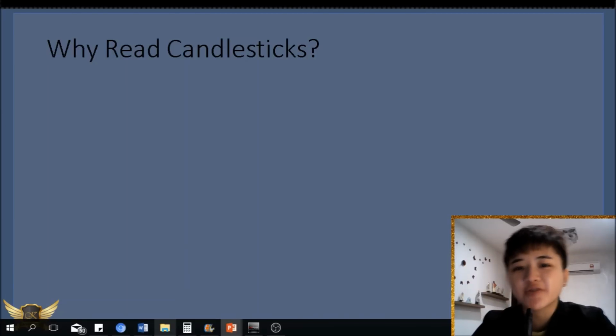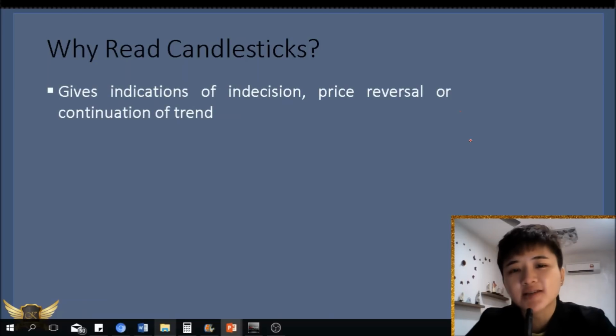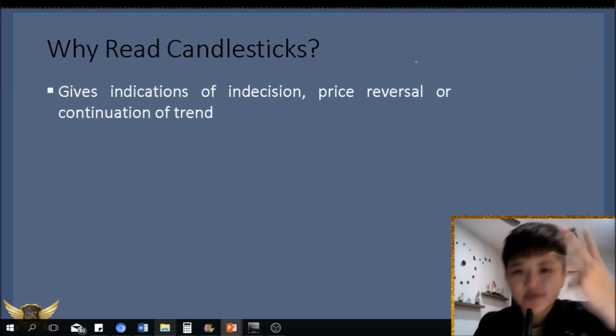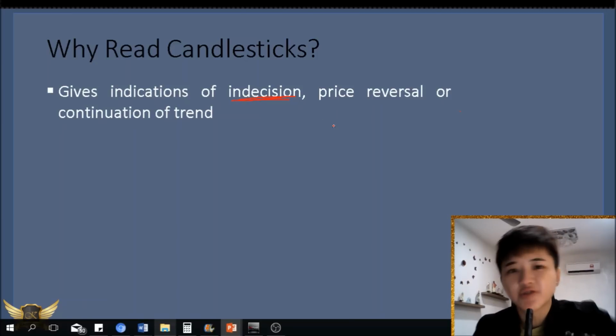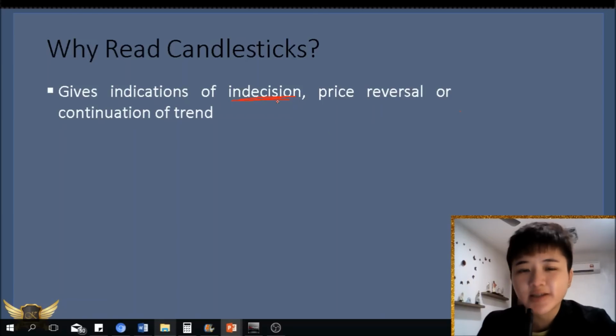Why is it so important for you to read candlesticks? It's because it gives you an indication of these three things. An indecision of the market. So if you see that the market is going through a ranging consolidation market, this is what I mean by indecision or whipsaw action. Or if the market is trending, it's going to reverse, then it gives you an indication of price reversal. Or the market is trending and it might continue to trend.